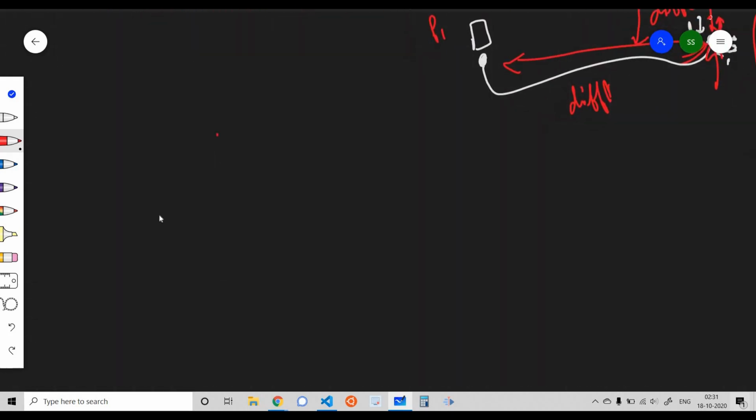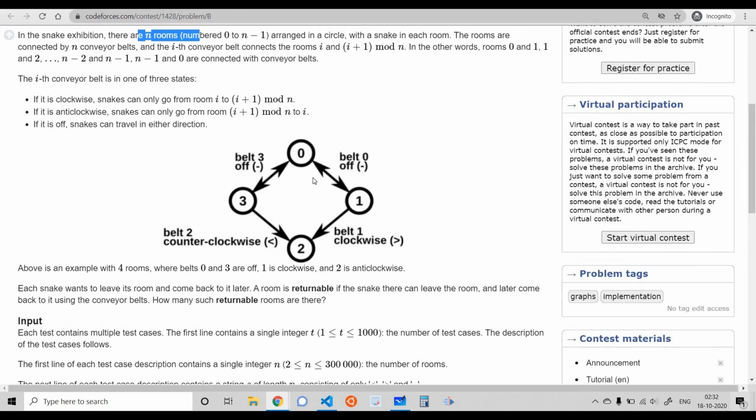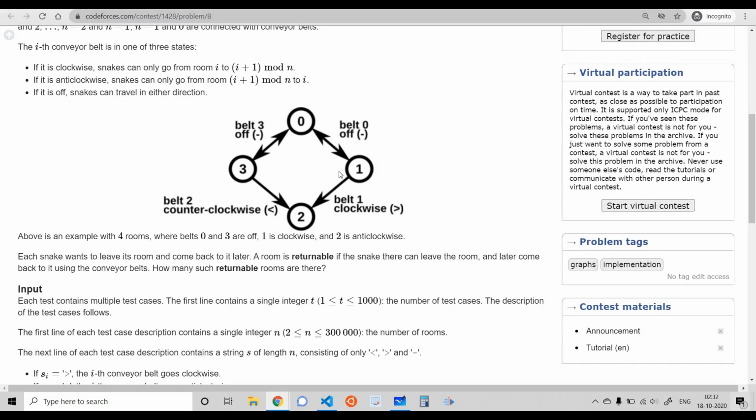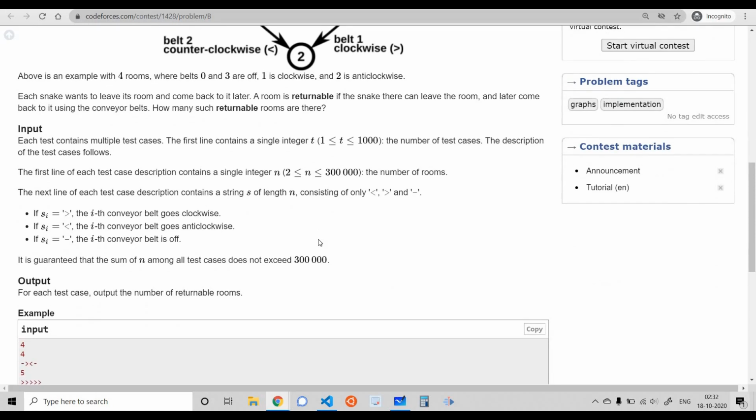So what I'm saying is, suppose we have a graph, nodes are the rooms, and we have edges. The edges can be directed, in the one direction, or they can be bidirectional as well. And what it says is we have a snake in each of these rooms, and we need to find out in how many of these rooms, if a snake gets out of that particular room, it would be able to get to the same room after traversing some nodes.